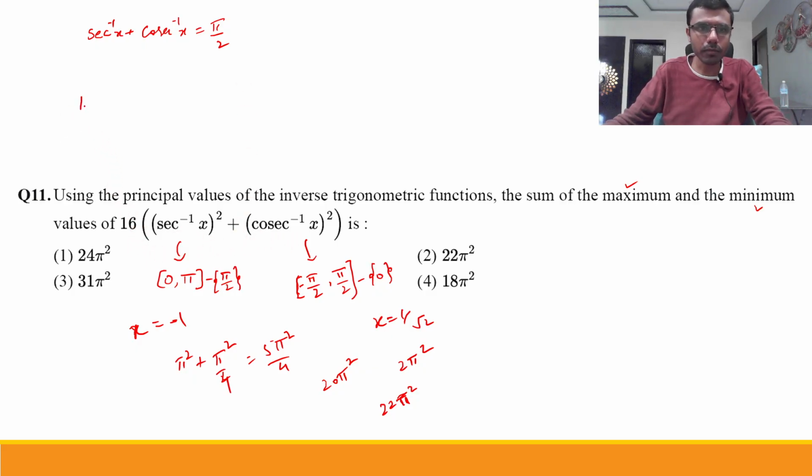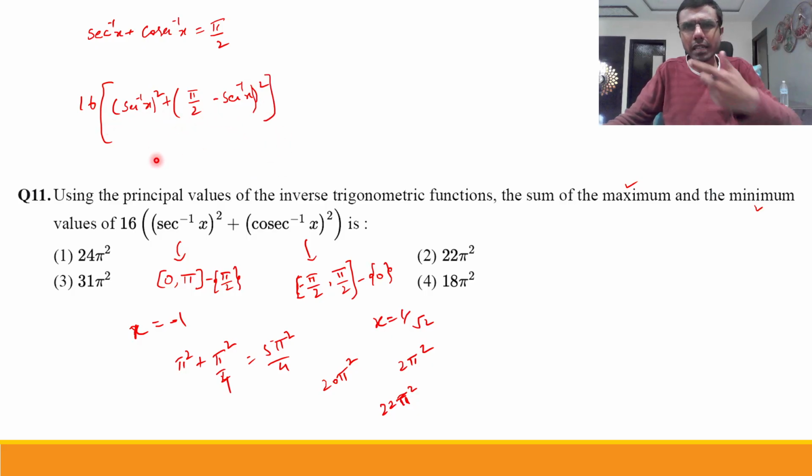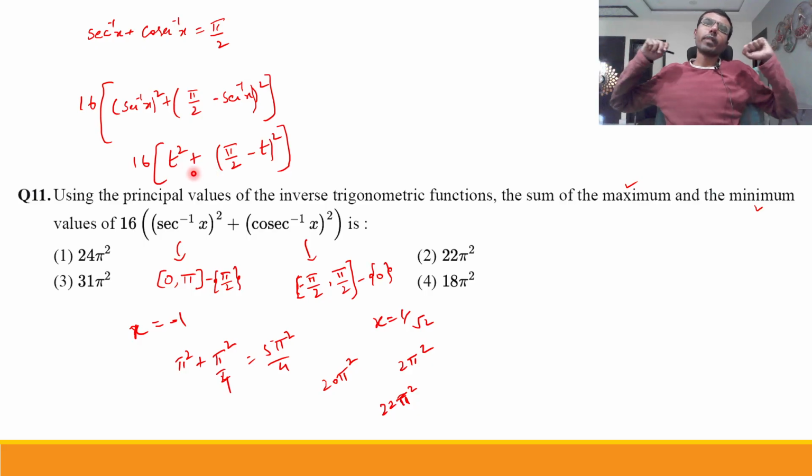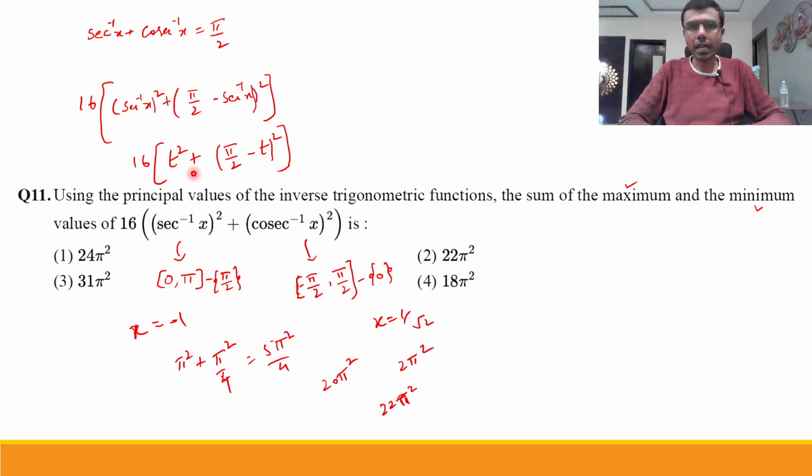So my expression would be 16 into secant inverse x square plus pi by 2 minus secant inverse x whole square. Okay, now take secant inverse x as t. Now see what you'll get. You'll get 16 into t square plus pi by 2 minus t whole square. That's what you would end up getting.